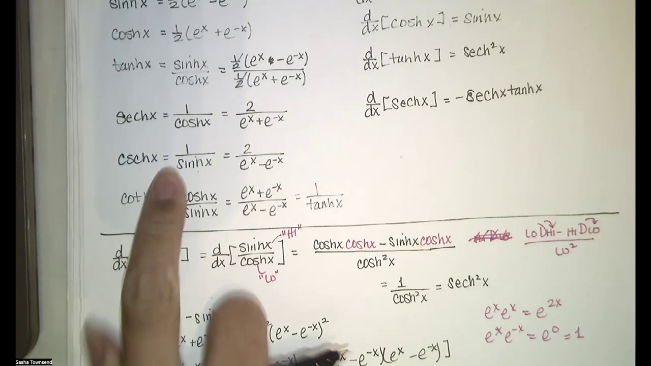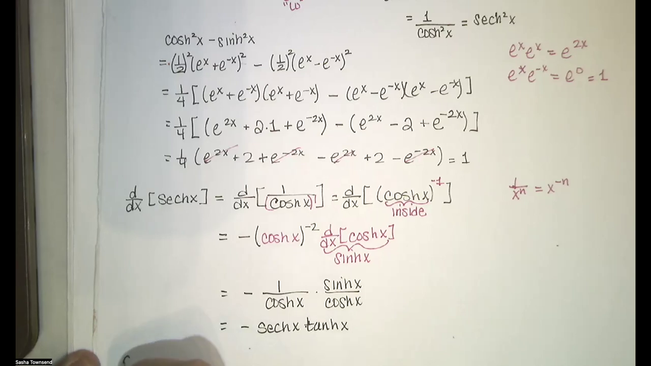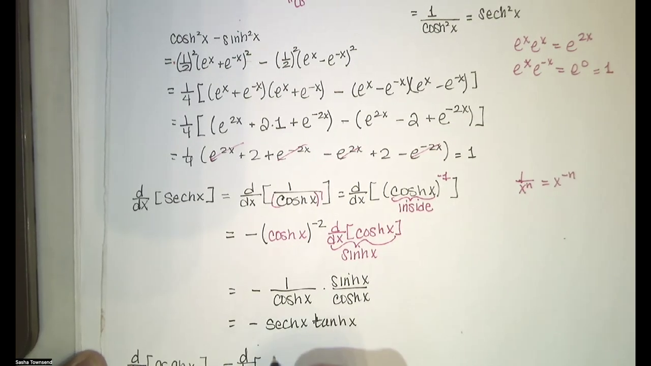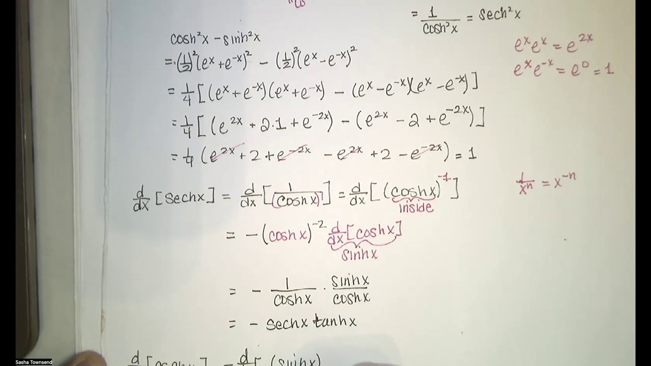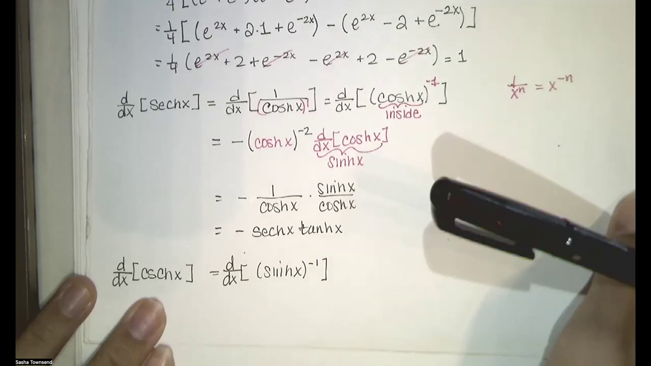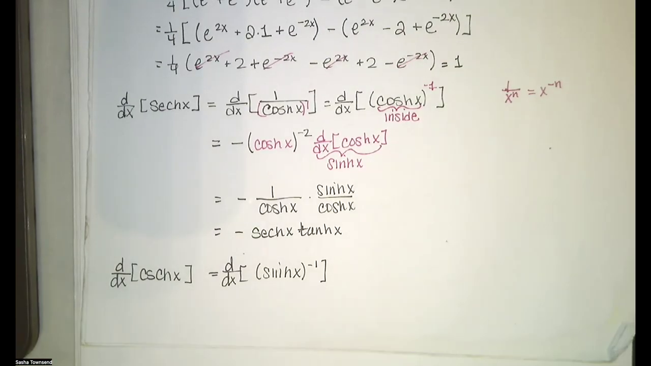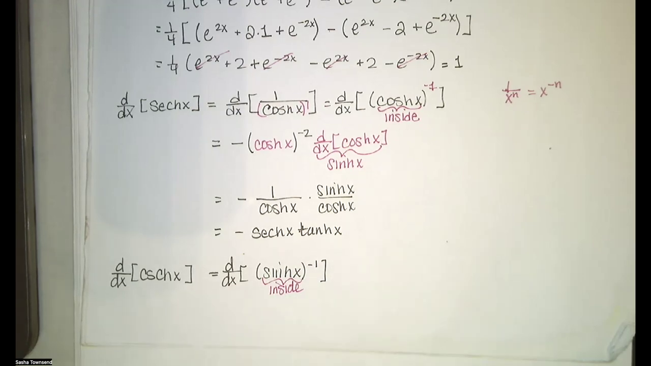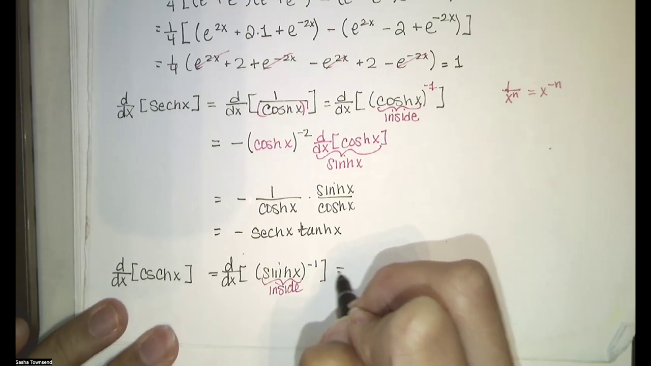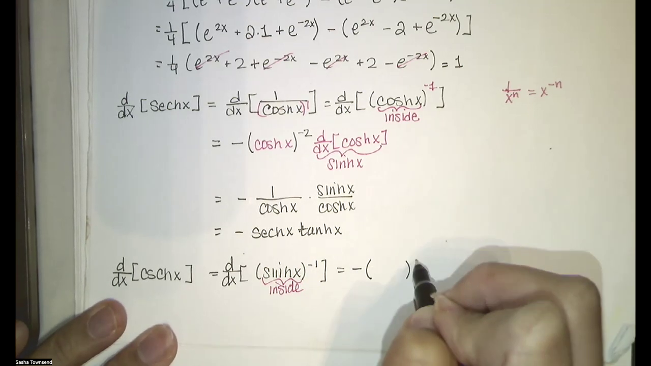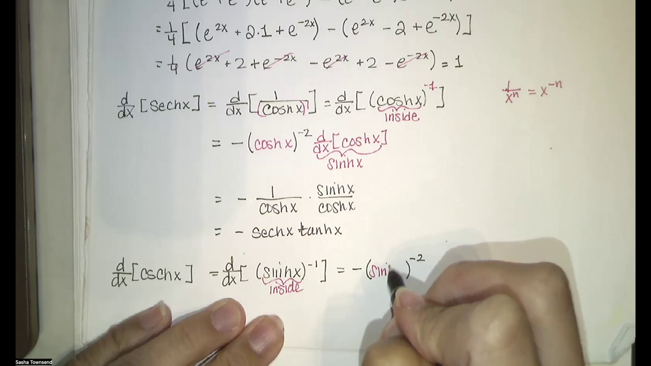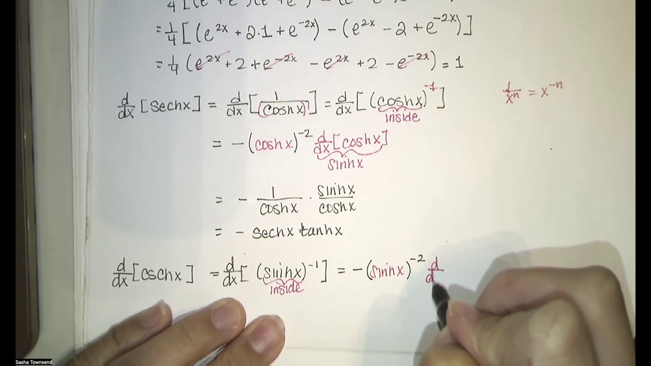We can do the same thing with this hyperbolic cosecant function. Hyperbolic cosecant of x is 1 divided by the hyperbolic sine of x. Or alternatively, you can just think of that as hyperbolic sine of x raised to the -1 power. So that requires the chain rule. Here's our inside function. So we've got derivative of some function raised to the -1 power is -1 times the function raised to the -1 minus 1, which is -2. Put the inside function back in and then multiply by the derivative of the inside.